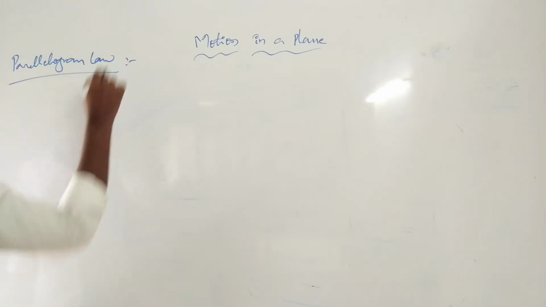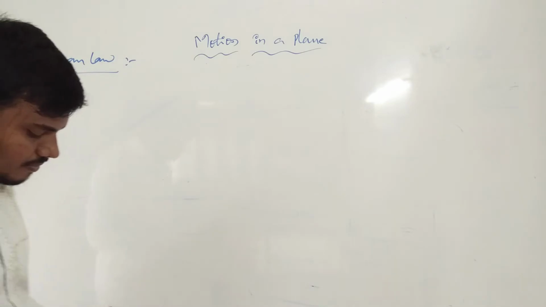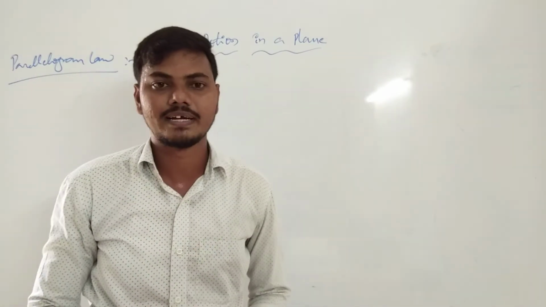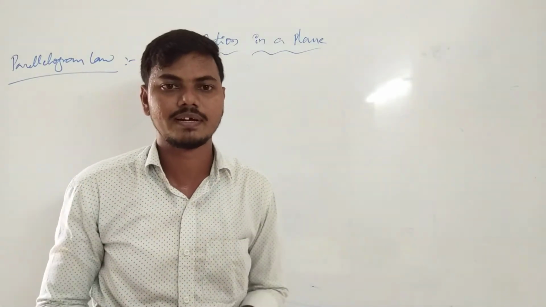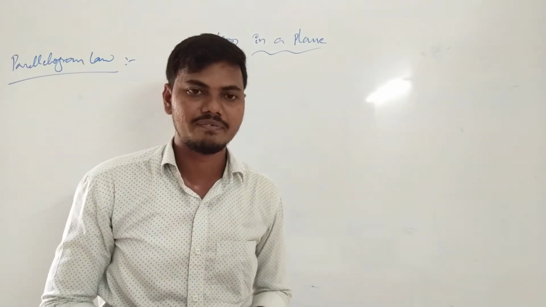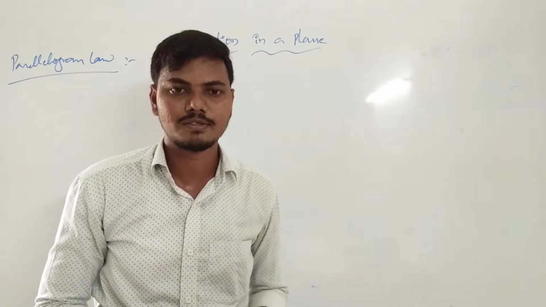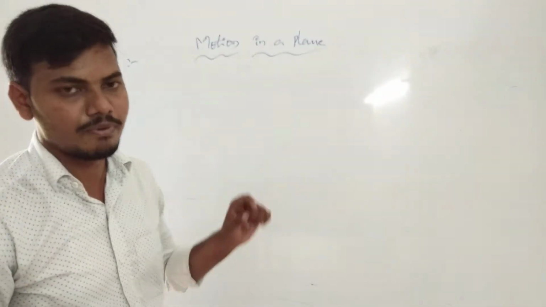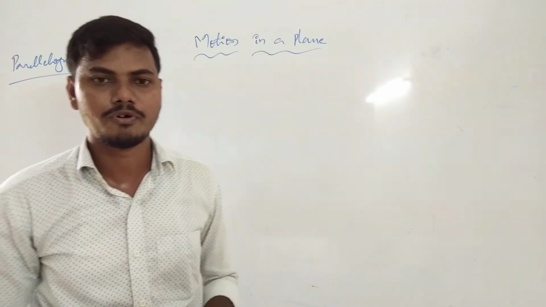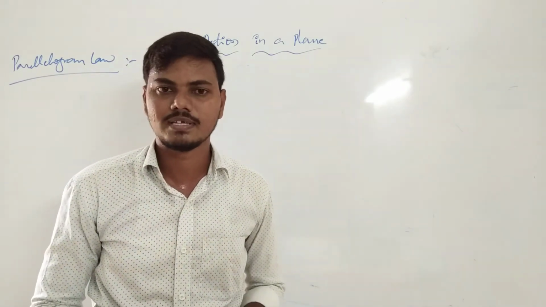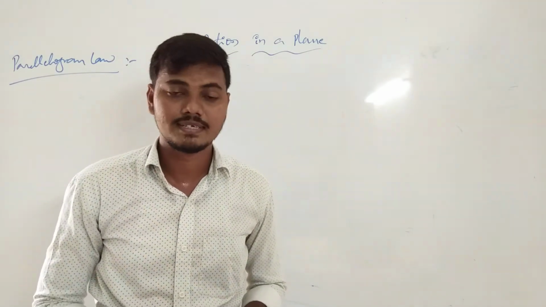Parallelogram law. The statement: there are two types of vectors, A bar and B bar. The diagonal passing through is the resultant vector R bar. They intersect at a point, the origin. There are two things to find: the first one is magnitude, the second one is direction.